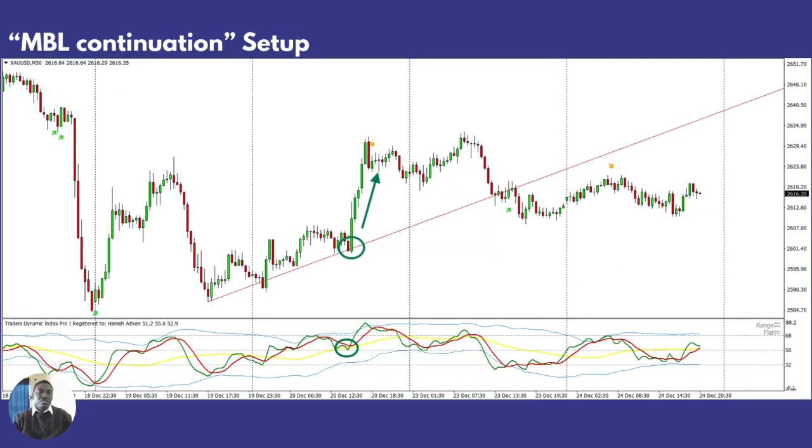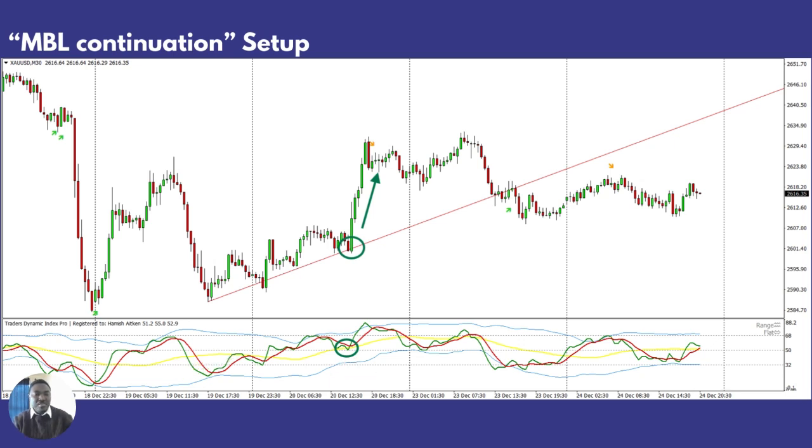So the next one is the market baseline continuation setup. Okay. Remember I said sometimes the market baseline, which is the yellow moving average, moves from level 32 back to 68, then 68 down to 32 again. So as you can see on this chart, it started moving from level 32, okay, and up to crossing above level 50. Remember I said again that if the market baseline is above 50, it is a signal for a buy.